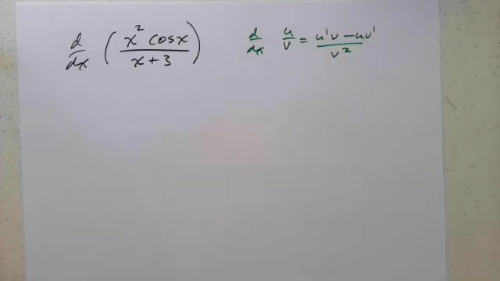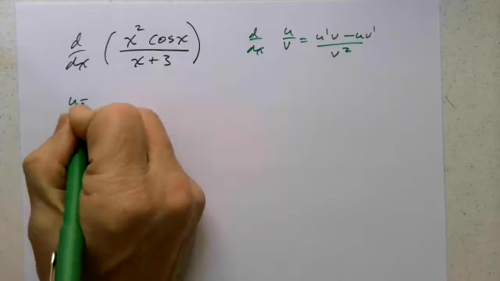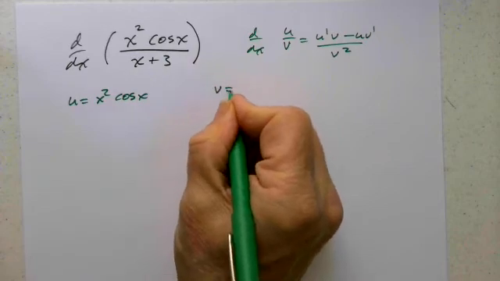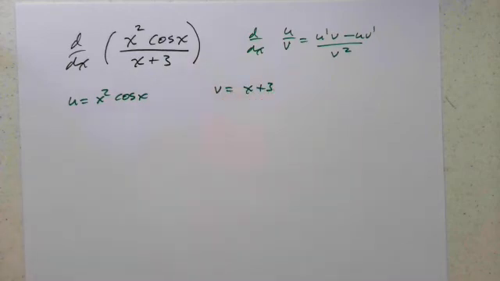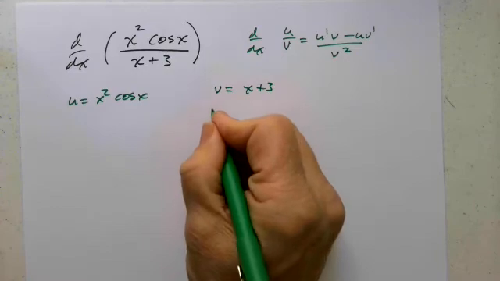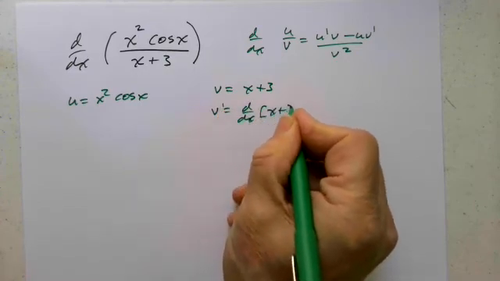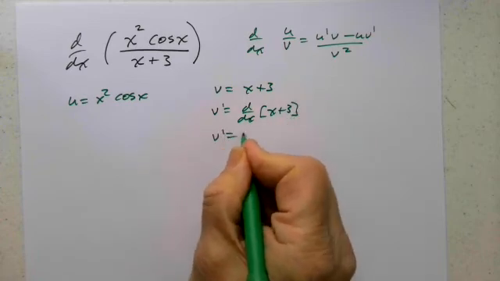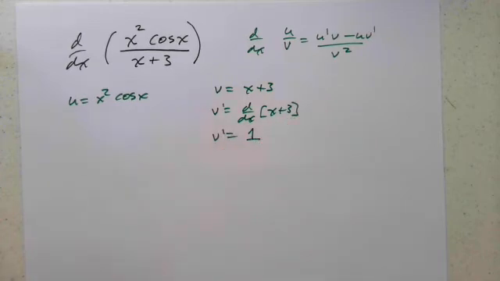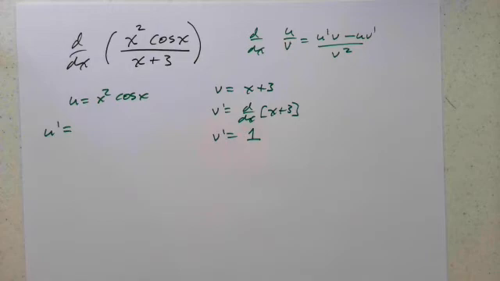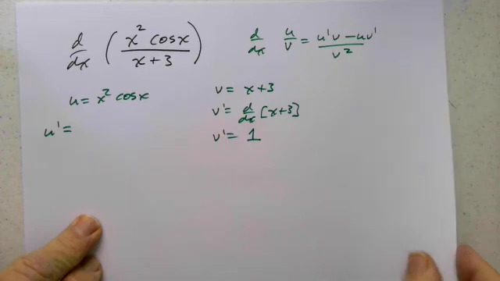So what do we have? What's the top? What's the bottom? U is x squared cos x. V is x plus 3. Okay, how about v prime? V prime is the derivative with respect to x of x plus 3, the slope of x plus 3. V prime is just 1. But now what about u prime? U prime is going to take some work because I now have to do a product rule on top of that. Let's do a product rule within the quotient rule.